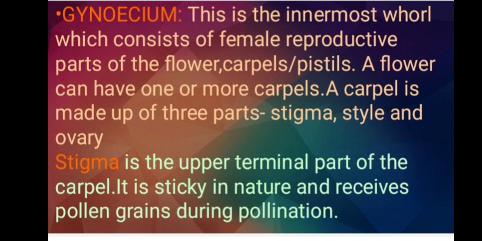Next whorl is the gynoecium. This is the innermost whorl which consists of the female reproductive organs of the flower, carpels or pistils. A flower can have one or more carpels. A carpel is made up of 3 parts: stigma, style and ovary. Stigma is the upper terminal part of the carpel. It is sticky in nature and receives pollen grains during pollination.